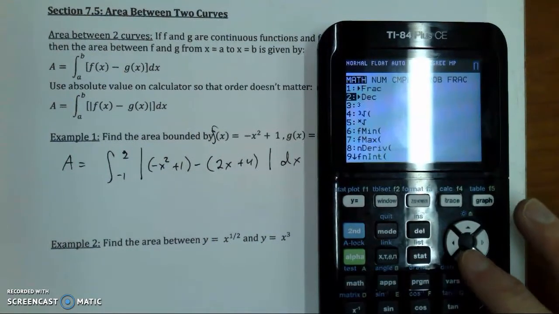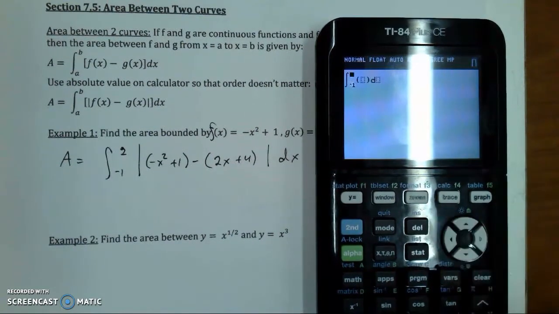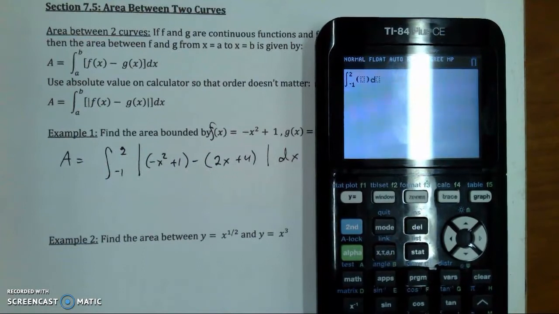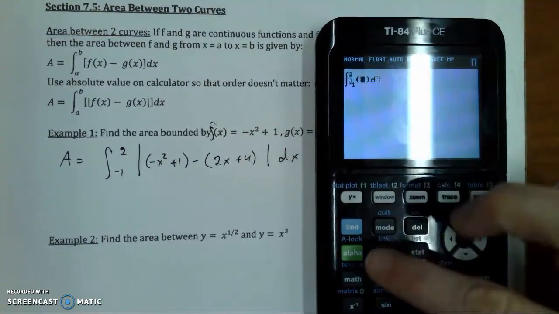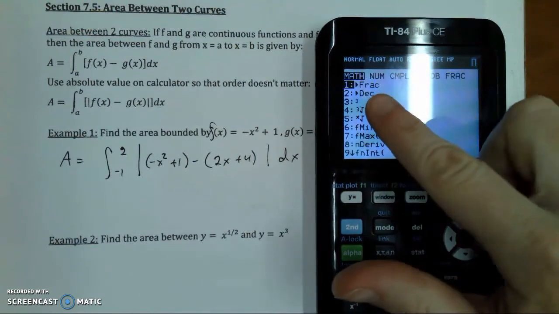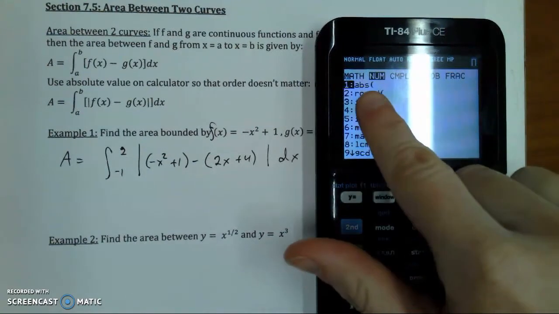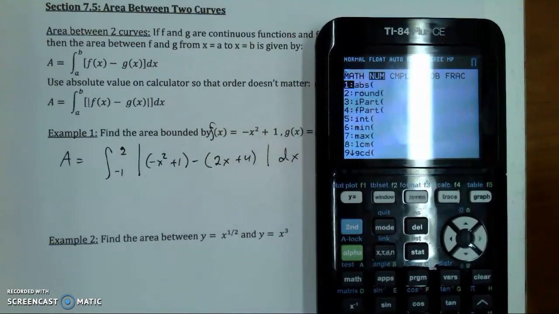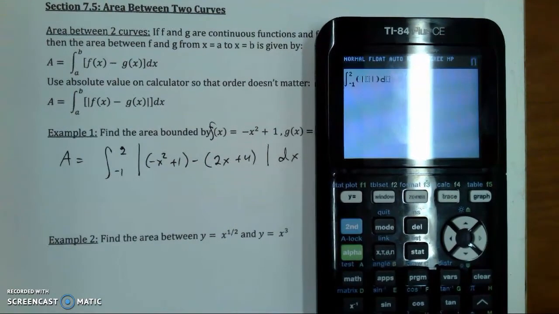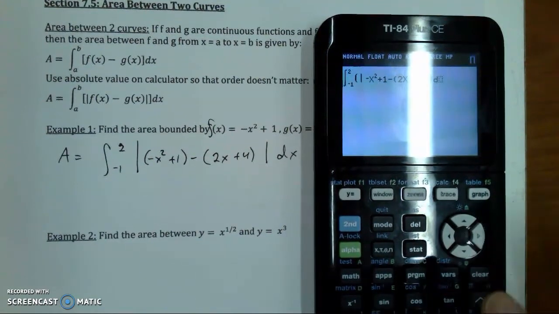So I'm going to go to math, and again we went to fnInt for the integral. And let's put in our bounds. Now as soon as we're in here, I need to have the absolute value sign. To get to absolute value, I'm going to once again go to the math menu. And then I'm going to go right to where it says num. We've got a little sub-menu here. And that very first option, abs, that is our absolute value. And you can see those absolute value signs in there. So -x² + 1 minus, and I am going to put parentheses in here, 2x + 4.